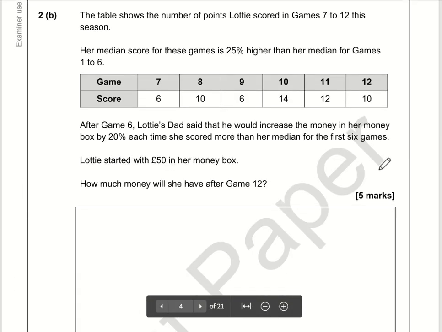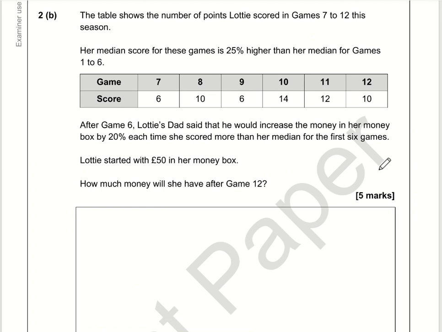Question number 2. This question is quite confusing, but the first thing we need to do is work out the median for games 7 to 12. So the first thing we need to do is put them in order. So we've got a 6, 2 10s, a 12 and a 14.